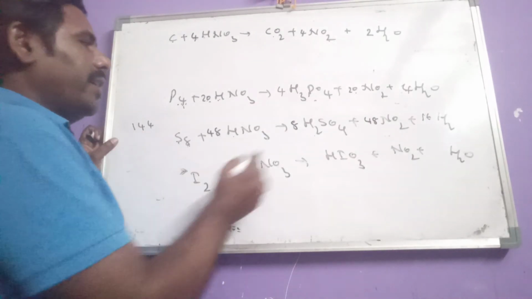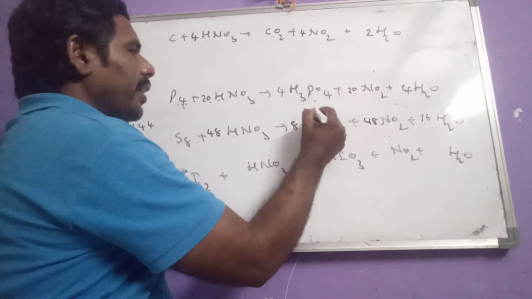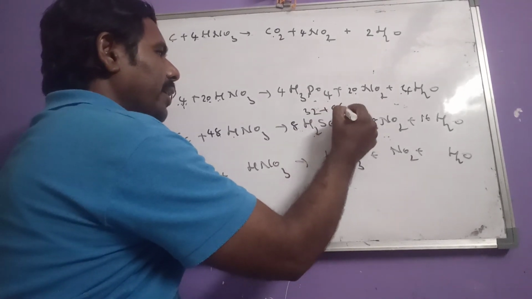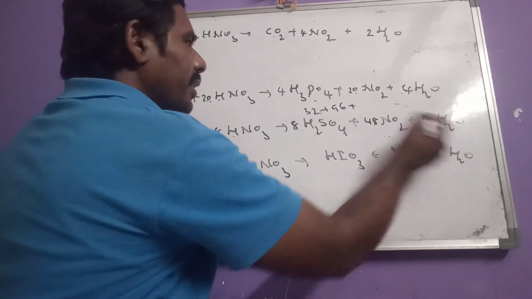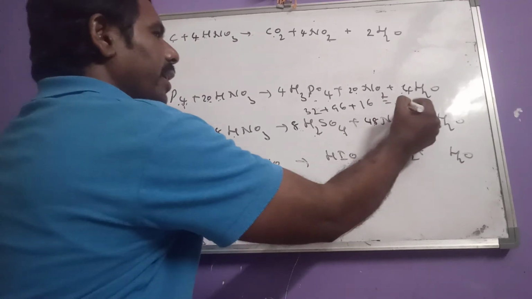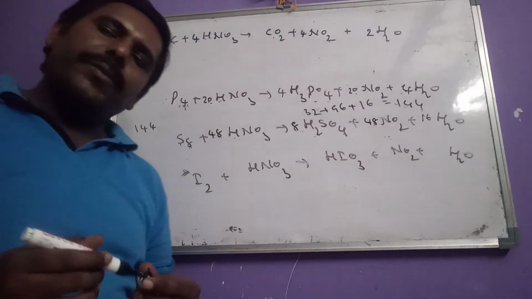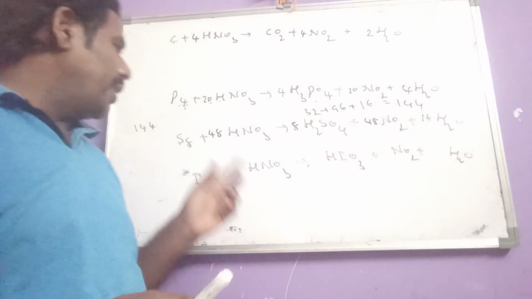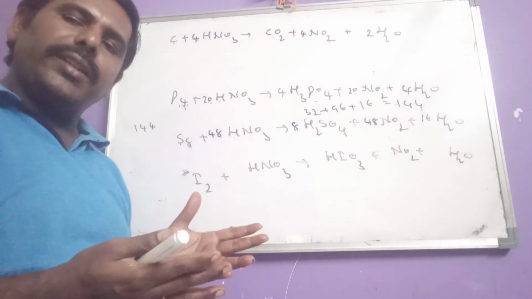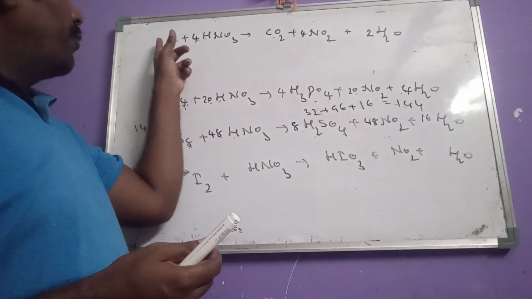Now in left side. Now come to the right side. 8 4s are 32 plus 48 2s are 96 plus 16. Now if you add all these, again we can get to 144. That means oxygen atoms also balanced. Very simple now. Just 8 6s are 48. Just remember that easily. And here 5 4s are 20. Carbon 4 1s are 4.